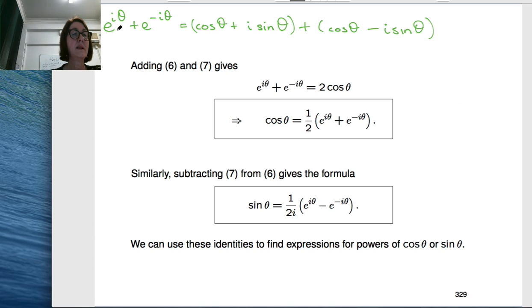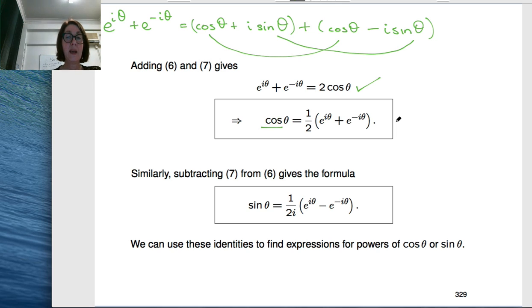If we write out e to the i theta plus e to the minus i theta in full, e to the i theta is this expression, and e to the minus i theta we just figured out looked like that, and we add those two things up, we get 2 cos theta, but the imaginary parts cancel out because I've got i sine theta minus i sine theta. So if we add up e to the i theta plus e to the minus i theta, we get 2 cos theta. And then if I rearrange that in terms of cos theta, we see that cos theta equals a half of e to the i theta plus e to the minus i theta.